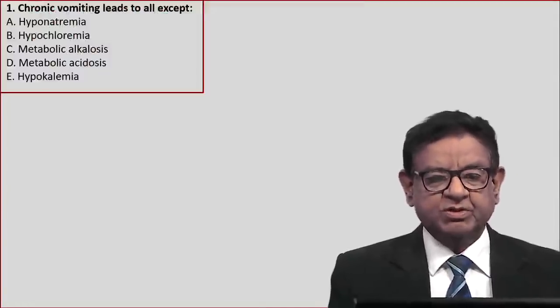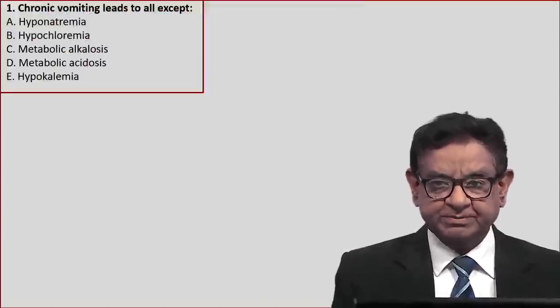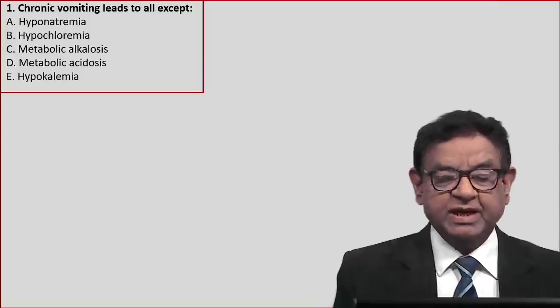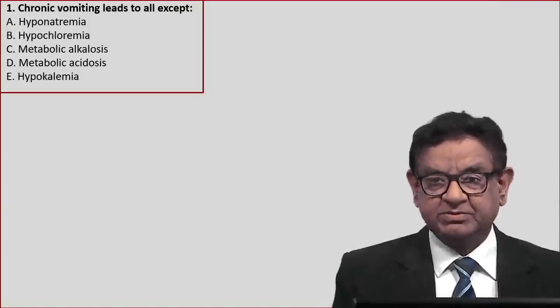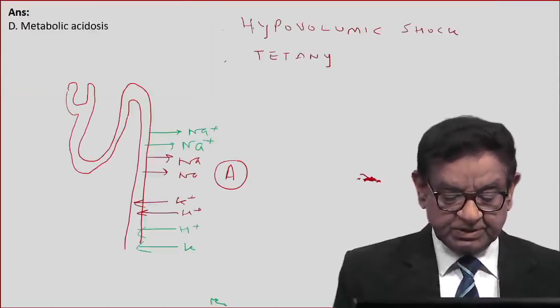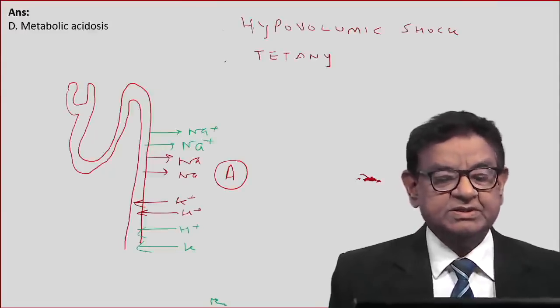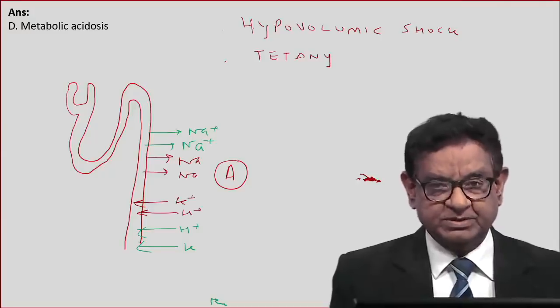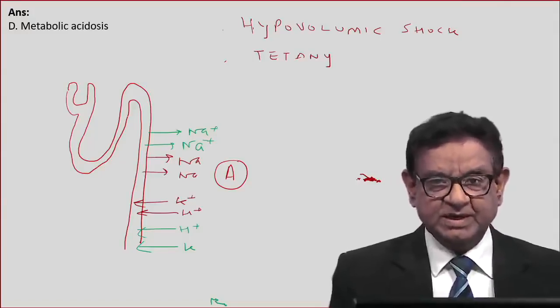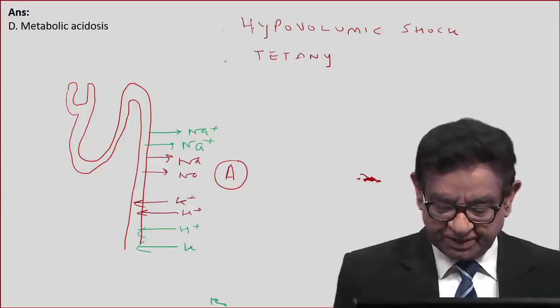The first question is: chronic vomiting leads to all except hyponatremia, hypokalemia, metabolic alkalosis, metabolic acidosis? The answer of this question is metabolic acidosis. Now why this is the answer, why this doesn't happen, let's learn the basic concept.